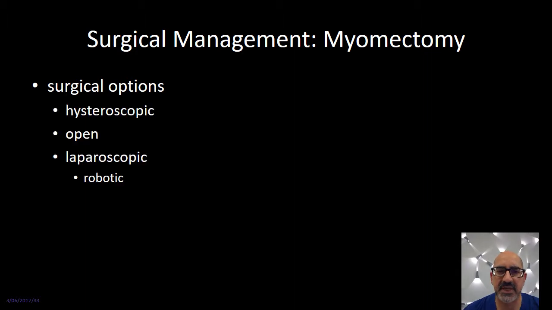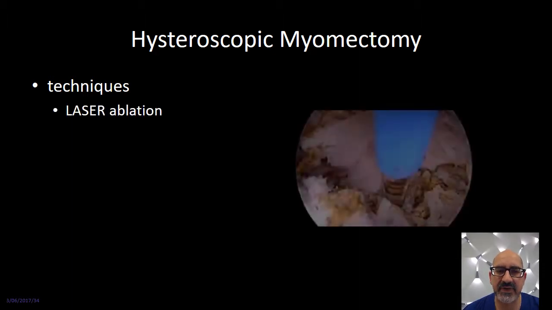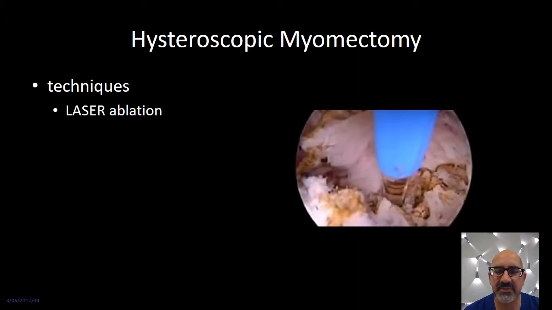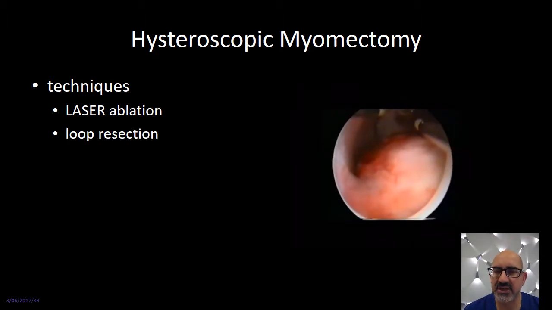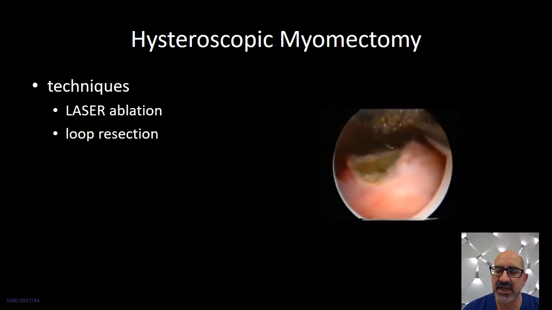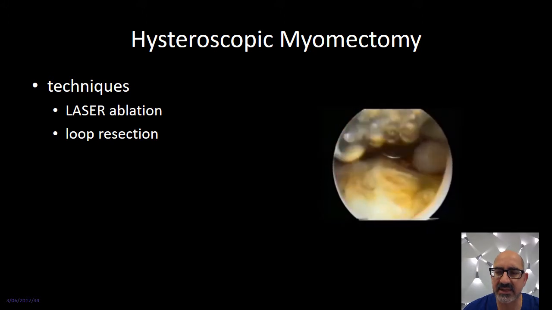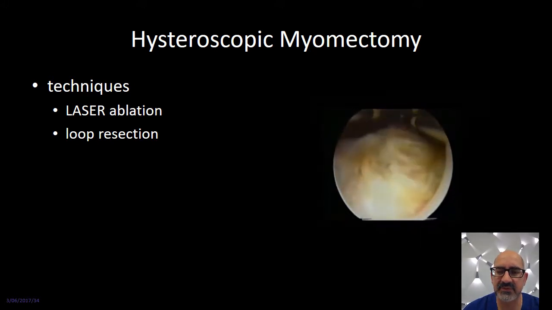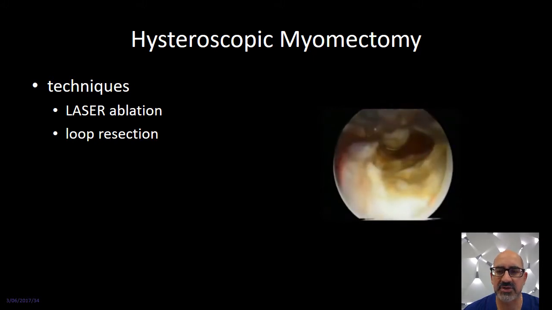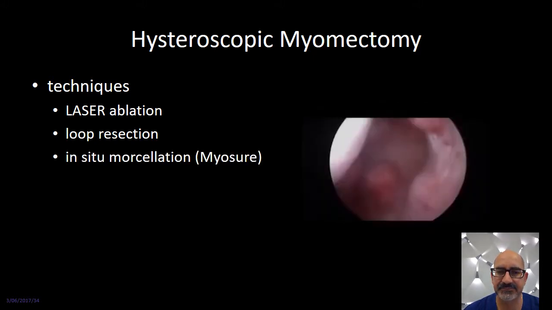Coming on to the surgical options for a myomectomy, this can be performed in a hysteroscopic modality, open, or laparoscopic, and by laparoscopic I also include the robotic modality. Techniques available for hysteroscopic myomectomy include laser ablation, where the laser through contact ablates the fibroid directly. Loop resection is the traditional way of managing fibroids, and we literally just resect one segment of the fibroid at a time, with a distending medium, and it's usually performed as a day procedure or may also be performed in an outpatient setting.